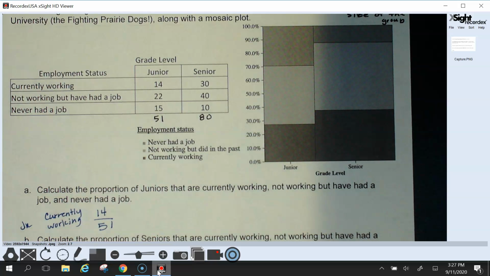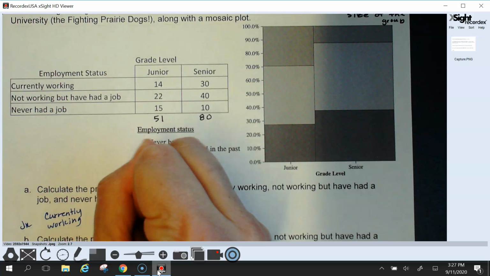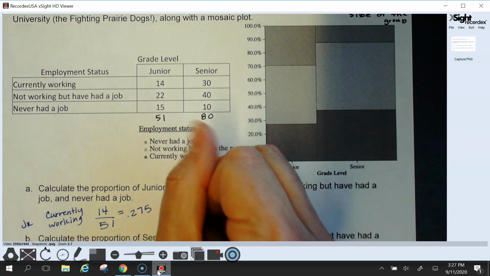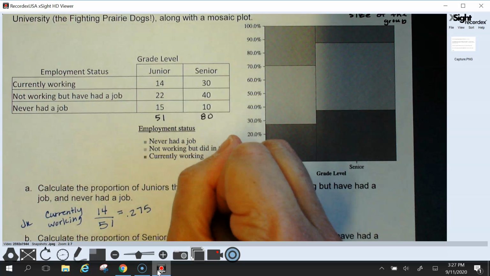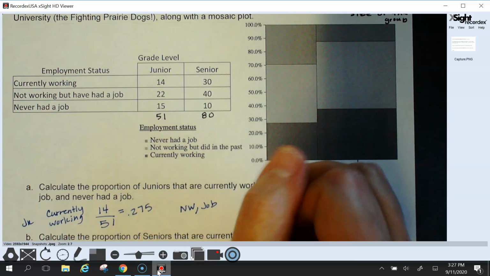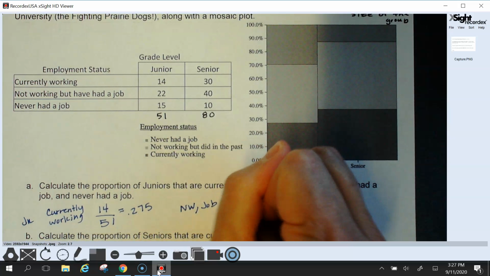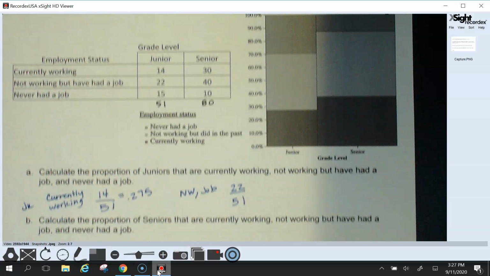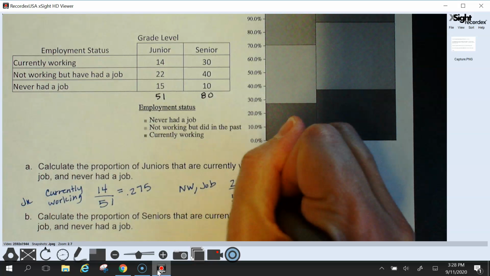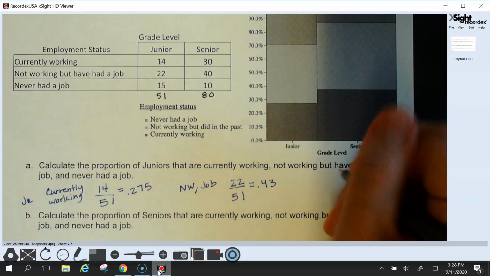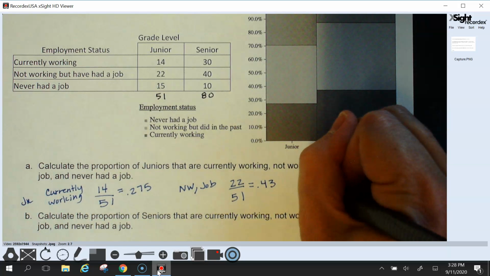Right there. We want those proportions. So we got our 14 out of 51. So that's 0.275. And then we're going to have the not working job. That's going to be our 22 out of 51. That's 0.43. And then never job. We'll just say never.